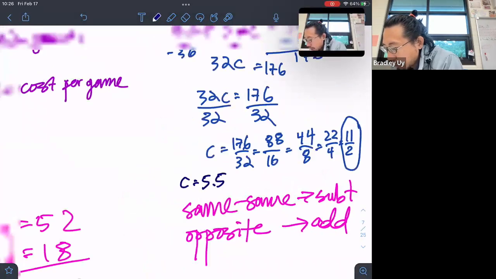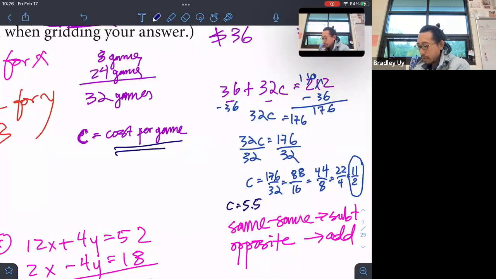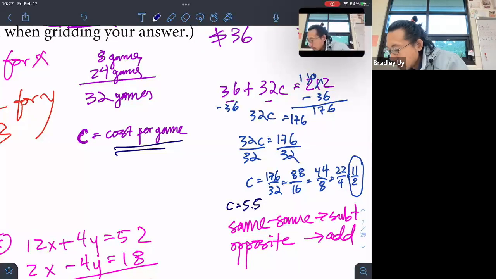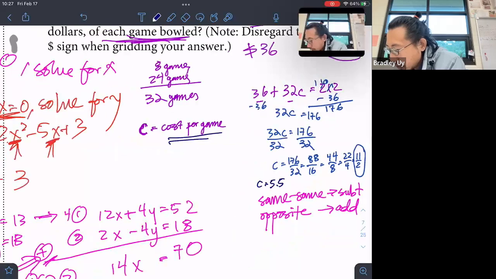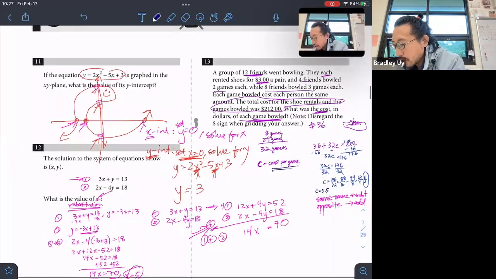So what does C represent again? C is the cost per game. Okay, and that concludes the no calculator section.